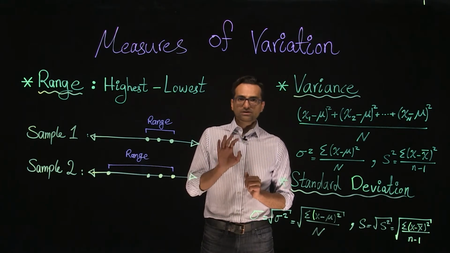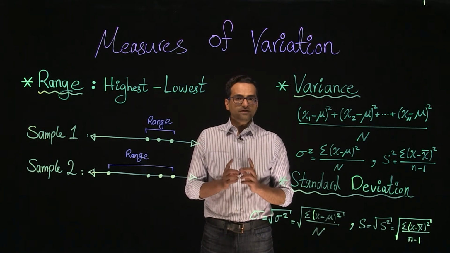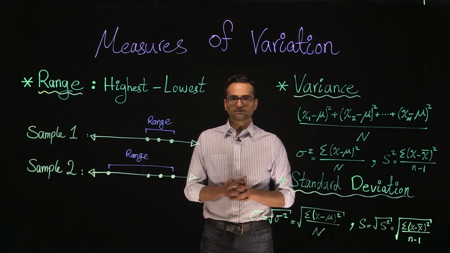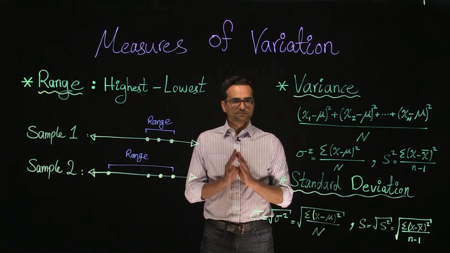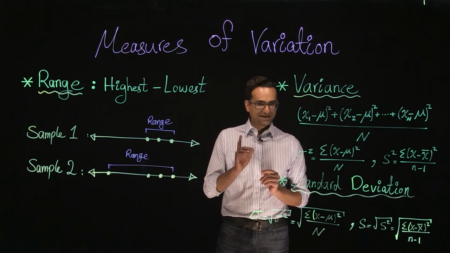Now, right now, I'd like you to stop the video, take a look at these two formulas, and see if you can figure out why variance isn't the best thing to use when we're looking at variation in a data set. Did you figure it out? Yes? No? Maybe? I'll tell you now.